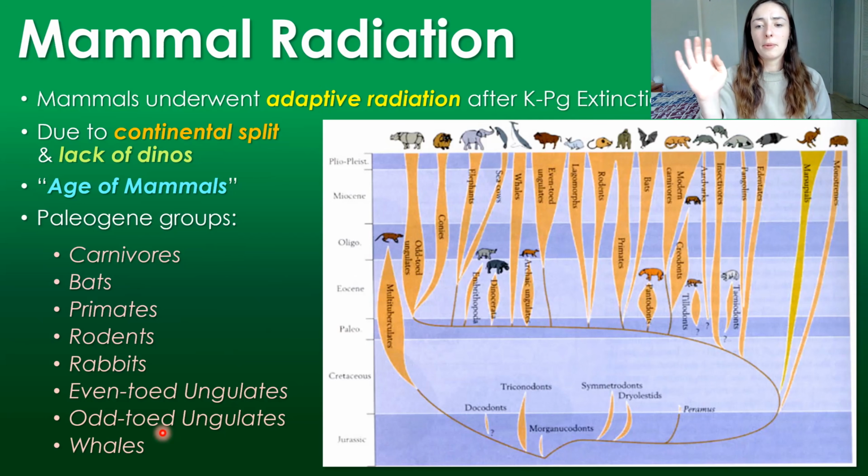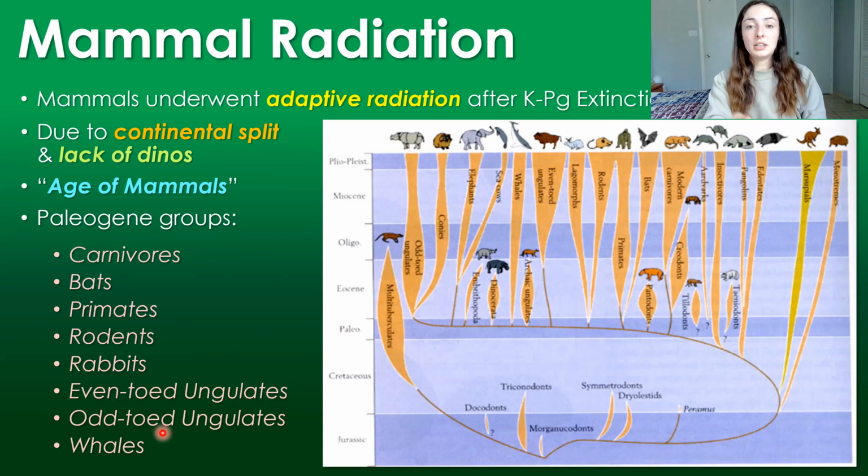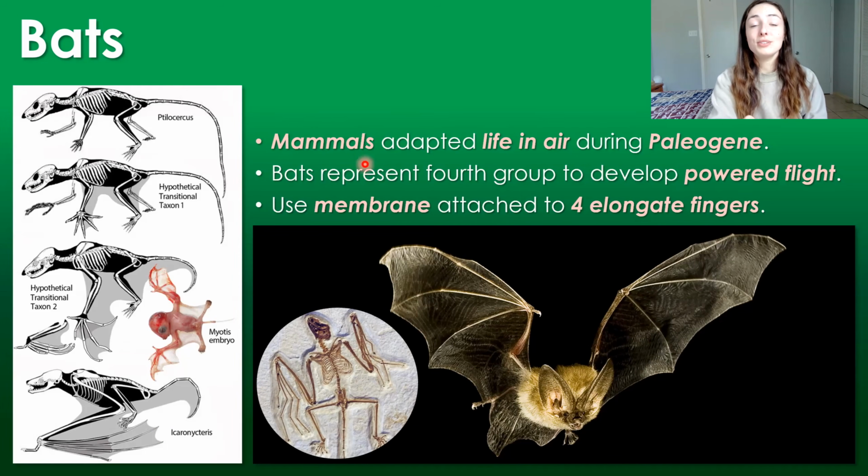I'll get to that in a second. But all of these guys evolved in the Paleogene and diversified from there. And we'll talk about those now. Bats represent when mammals took to the air, and they were the fourth group to develop powered flight.